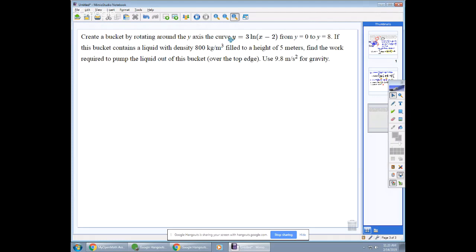All right, so first thing we need to do is graph this thing right here. So this is a log function shifted to the right 2 units.